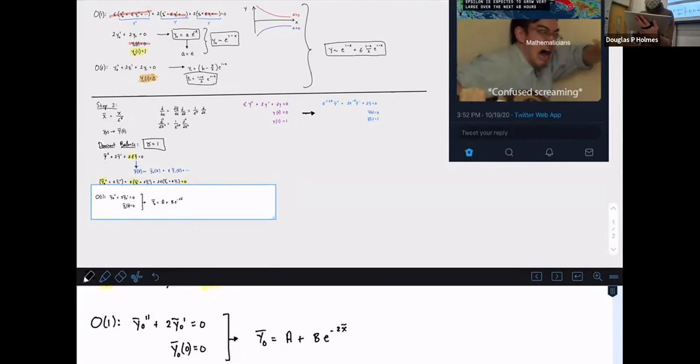Okay, we have to apply our one boundary condition that we know we have to apply. And you can already sense a brewing problem, right? I have one boundary condition and I have two unknown constants. What do I do? Well, the first thing you do is just apply the boundary condition, and that's going to yield a solution for B. And what you're going to find is that y naught is equal to A times 1 minus e to the minus 2x.